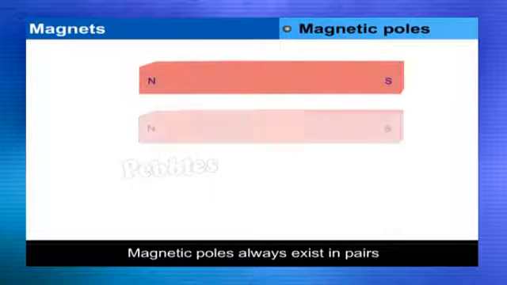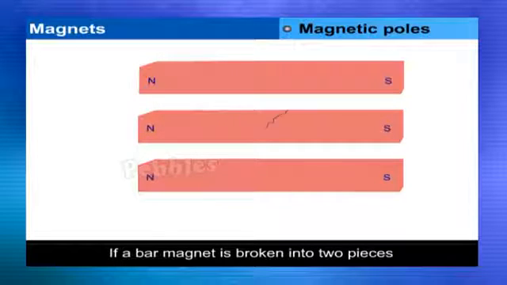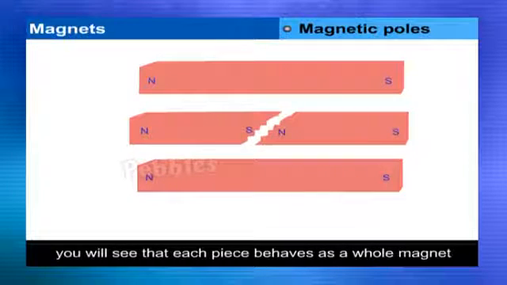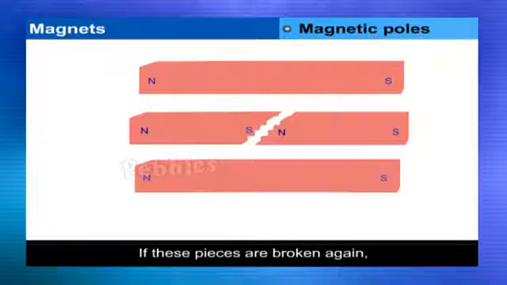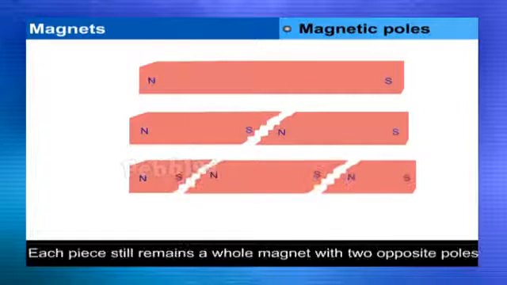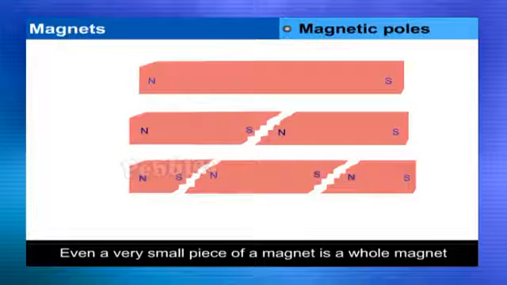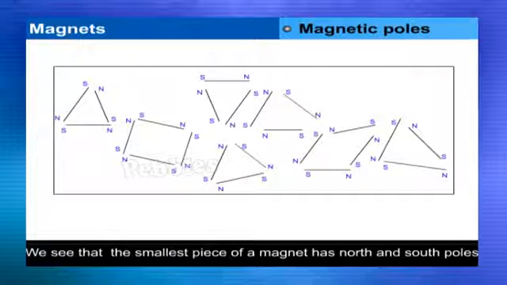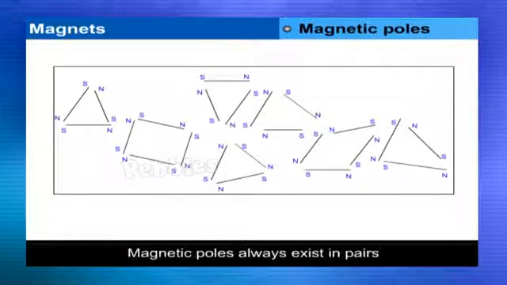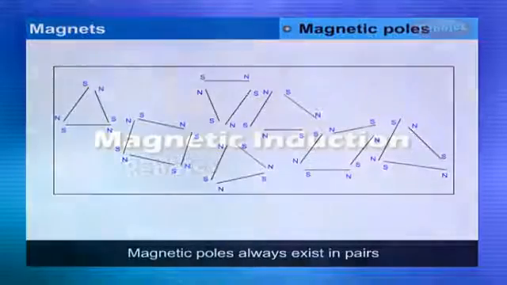Magnetic poles always exist in pairs. If a bar magnet is broken into two pieces, you will see that each piece behaves as a whole magnet. This shows that new poles are formed at the broken ends, as shown in the figure. If these pieces are broken again, each smaller piece still remains a whole magnet with two opposite poles. Even a very small piece of a magnet is a whole magnet. Thus, we see that even the smallest piece of a magnet has north and south poles, and we cannot separate the two poles. We therefore conclude that the poles of a magnet cannot be separated. Magnetic poles always exist in pairs.